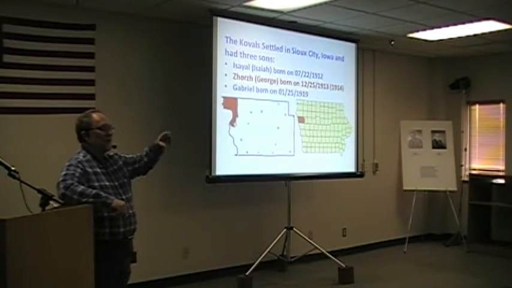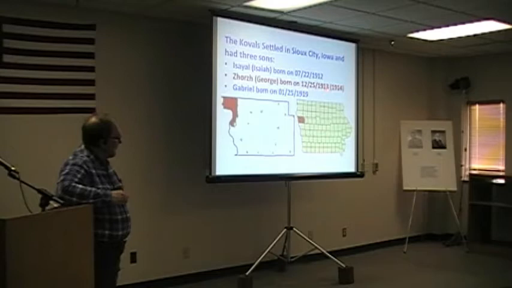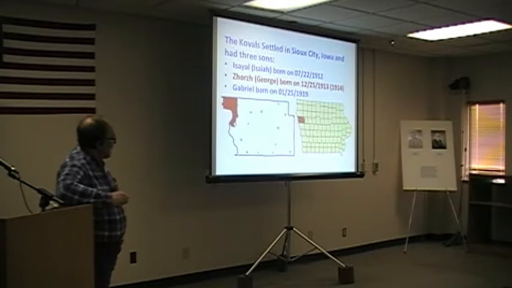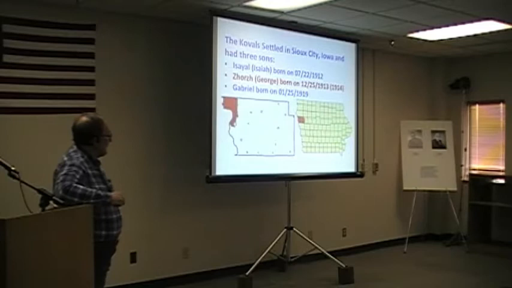And most people put it 1913, but there are some documents that say he might have been 14, but we'll kind of go with the majority. And then there was a younger brother, Gabriel, who was born in 1919. So the three of them were there. They were living in basically an enclave of Jewish families in Iowa.